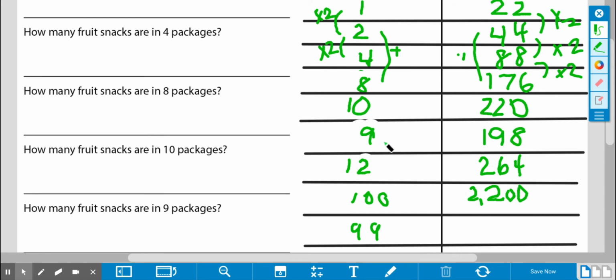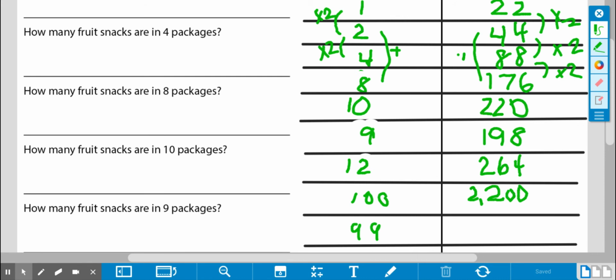Maybe you wanted to think about, well, hey, I want to find out what 90 packages would be. So I know what 9 is. If I multiply by 10, ooh, I'm going to move over that place value 10 times as much. I would have 1,980 plus 198. That would be another way that I could figure it out.